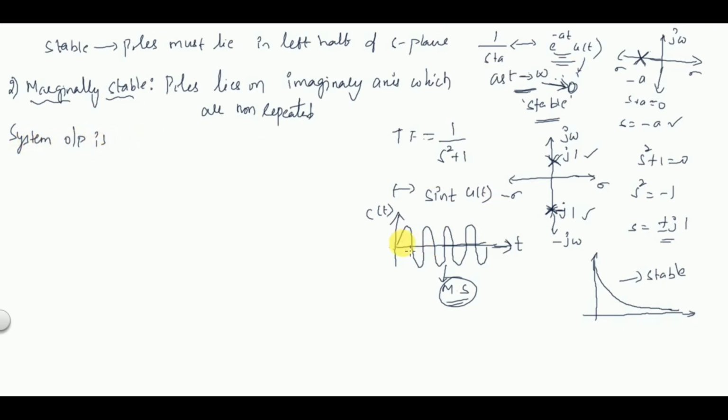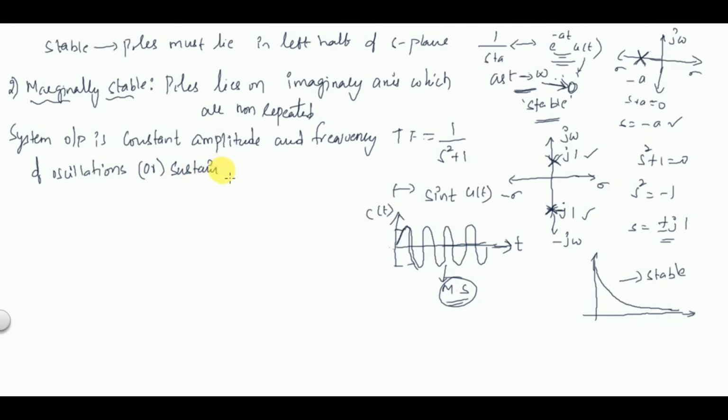And the system output: the amplitude is constant, yes or no? Amplitude is constant and frequency is also constant, and it is sinusoidal in nature. System output has constant amplitude and constant frequency of oscillations, or it is also called sustained oscillations. Okay, so that is what the marginally stable system represents.